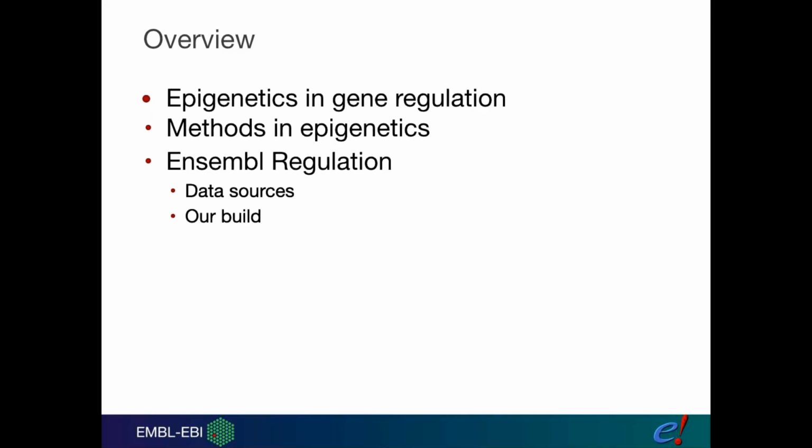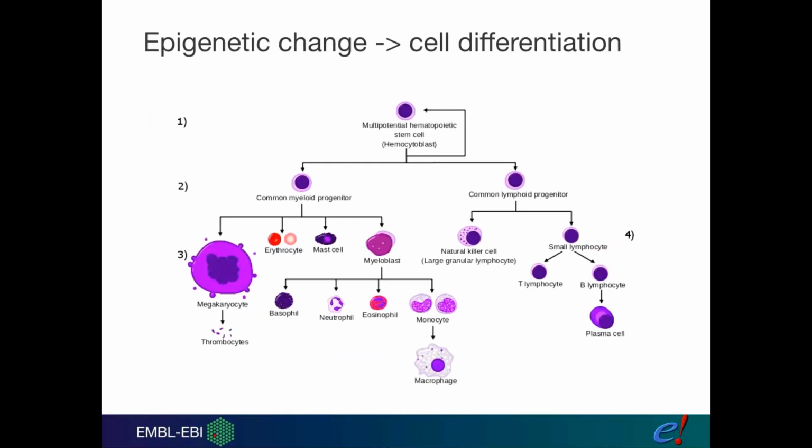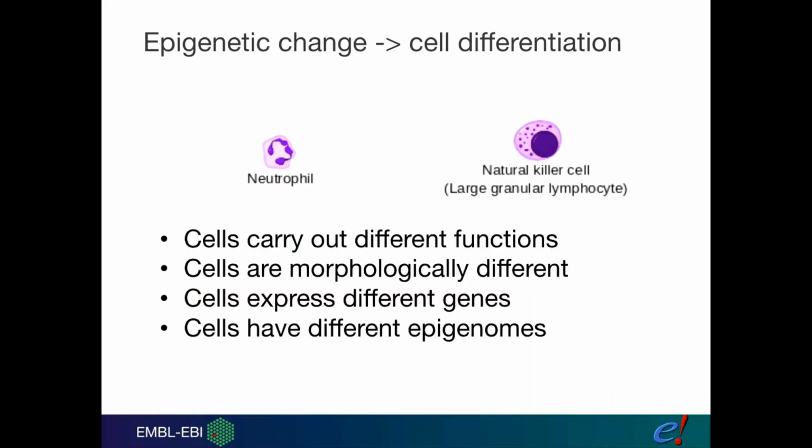So epigenetics is the study of heritable genetic changes without changes in the gene sequence, which is known to regulate gene expression. And of course epigenomics is that, but on a genome-wide scale. We know that epigenetic change is linked to cell differentiation, and that cells which carry out different functions, which are morphologically different, which express different genes, have different epigenomes. So they have different histone modifications across their genome. They have different methylation across their genome, and they have different things like transcription factors active and binding.